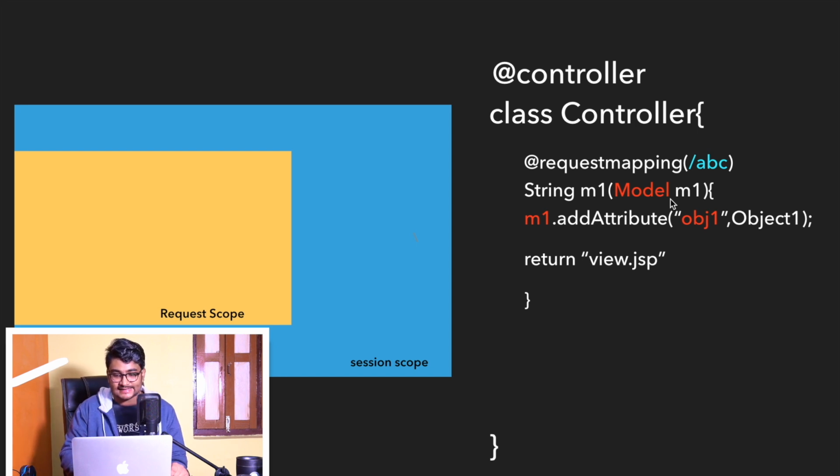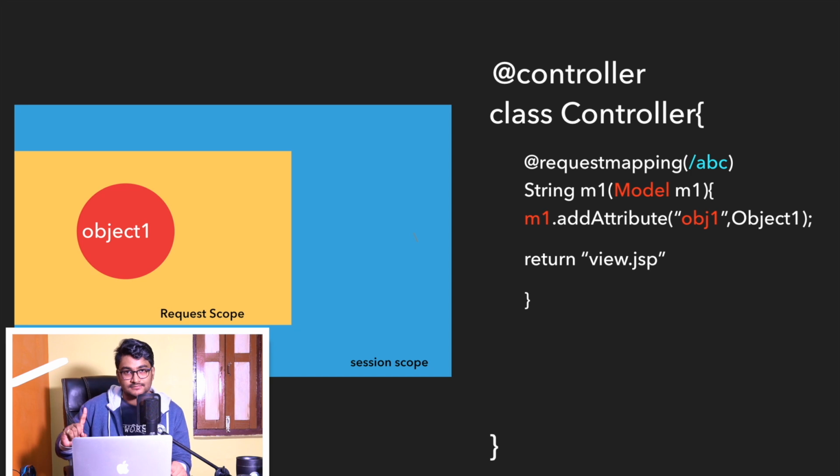So what I mean by that is, whenever we get this request /ABC, we are adding this object1 to my model. That means inside this request scope, I will have this object1, correct? Because the model is part of the request scope. So imagine that this object1 is inside the model. To simplify, I'm just saying object1 right here. I'm adding this object1 to my model, so this object1 will be there inside the request scope.